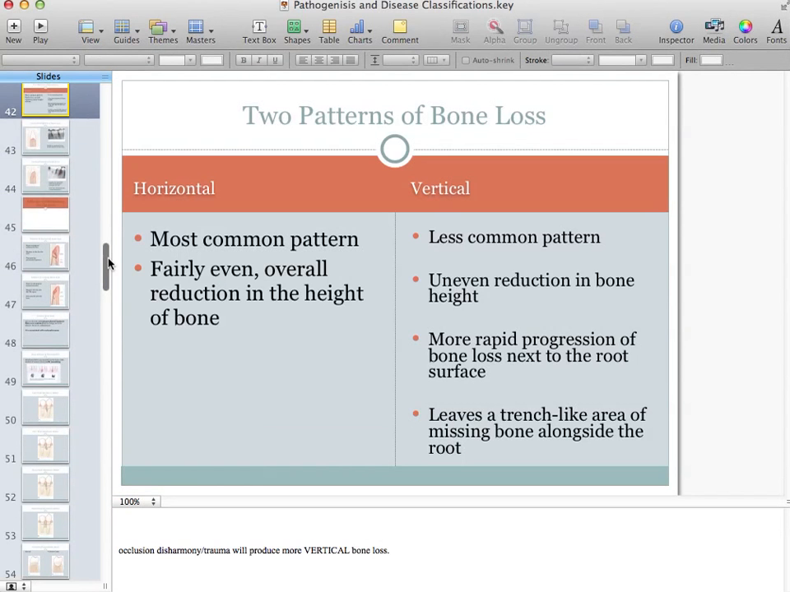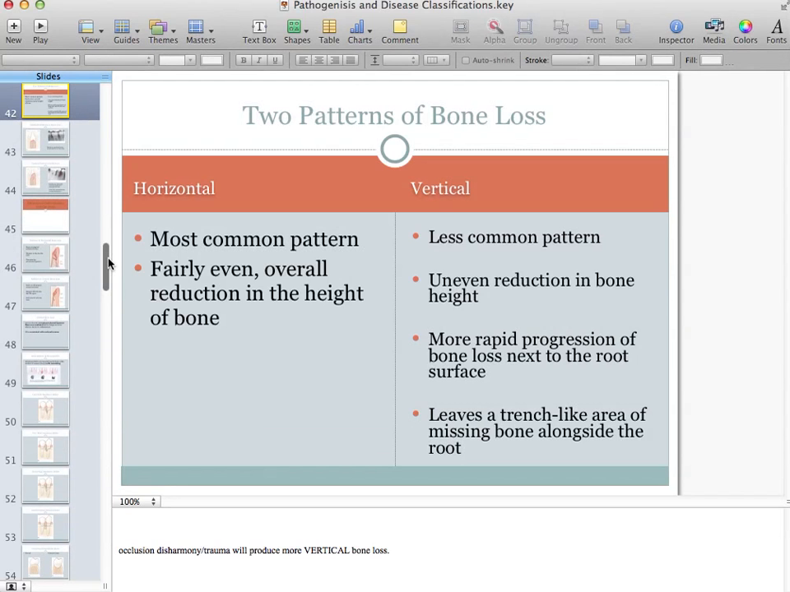So what are the different types of bone loss? You can have horizontal or vertical. Horizontal is the most common pattern. It's an even, overall reduction of bone. It's like if you took the bone and you just pushed it down with both hands. And then you have vertical bone loss, and this is less common. It's uneven. It means there's rapid regression of bone next to the root. It leaves a trench-like area of missing bone.